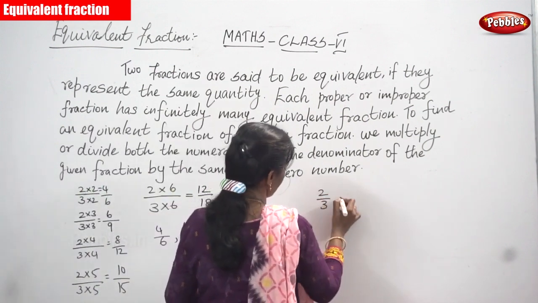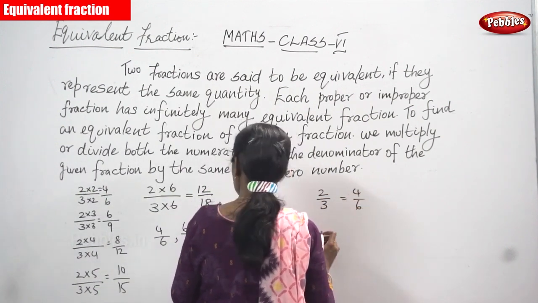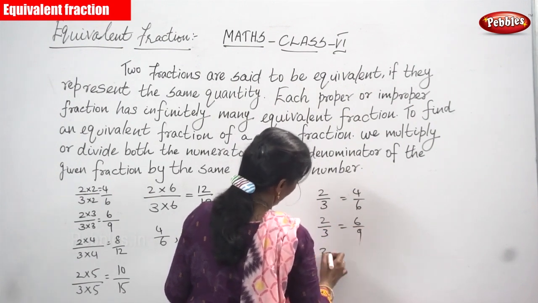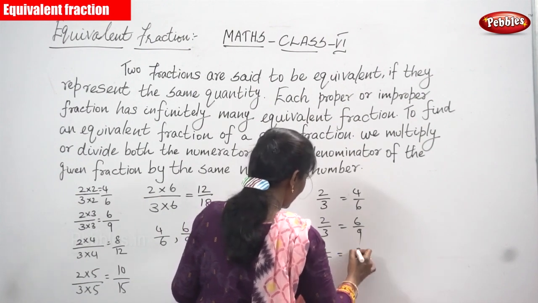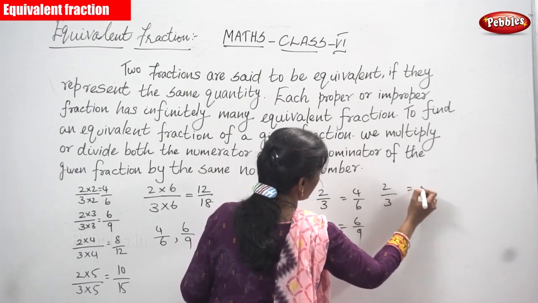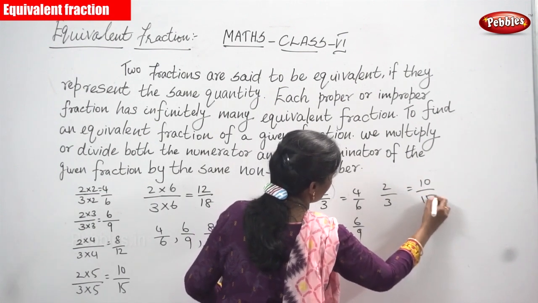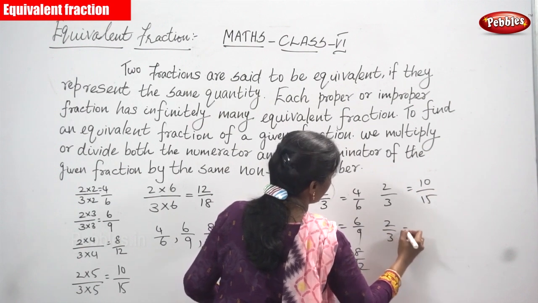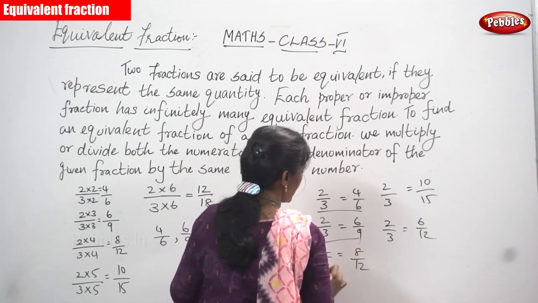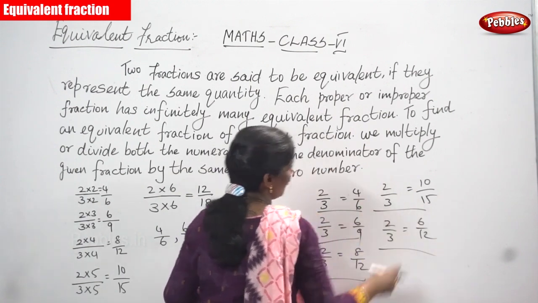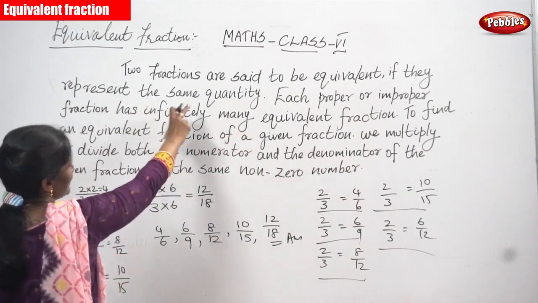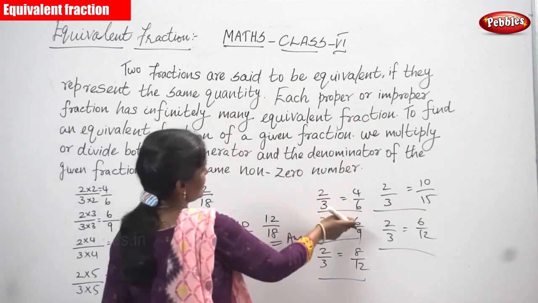See, 2 by 3 is equal to 4 by 6, and 2 by 3 is equal to 6 by 9, and 2 by 3 again is 8 by 12, and 2 by 3 again is 10 by 15, and 2 by 3 again is 12 by 18. These are the 2 fractions, but both are equivalent fractions. Two fractions are said to be equivalent if they represent the same quantity. So it represents only the same quantity.